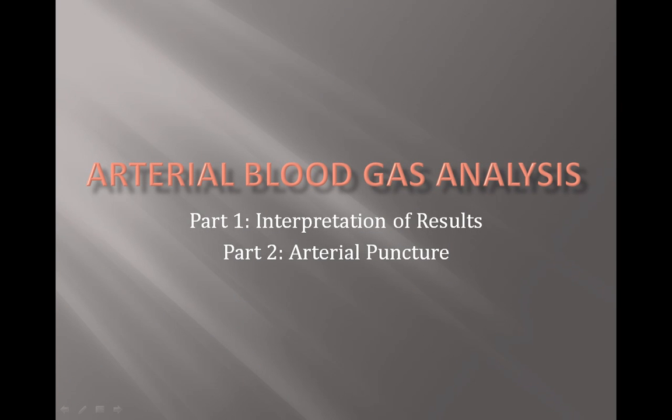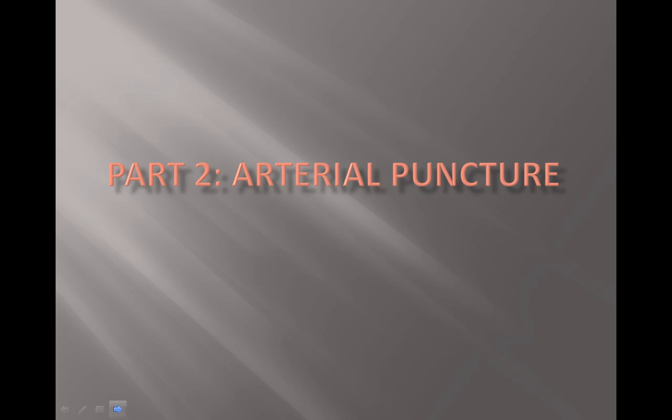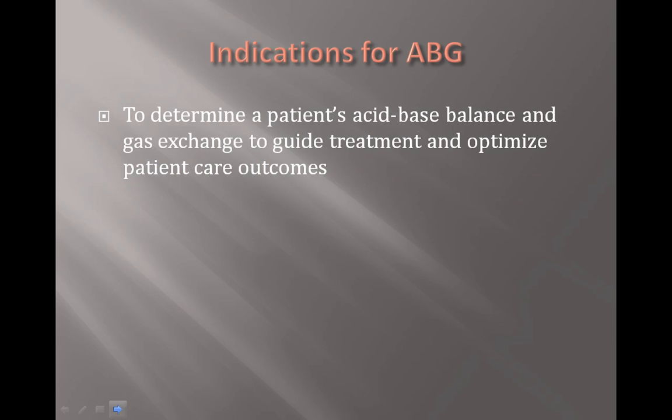Welcome back. Now that you have completed Part 1 on interpretation of ABG results, we'll move on to Part 2 and focus on the arterial puncture procedure. In this part of the tutorial, I'll focus on teaching you how to perform an arterial puncture, giving you some tips on techniques along with an organized approach to the procedure. We'll also take some time to review the important aspects of the Cedars-Sinai policy that govern arterial puncture.